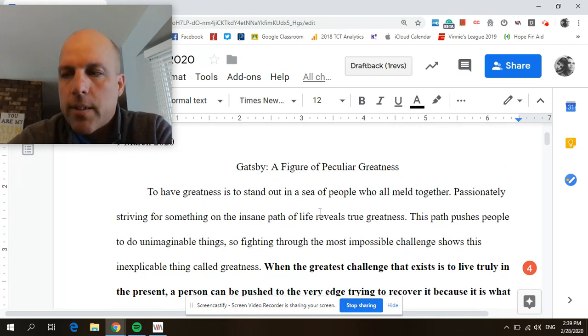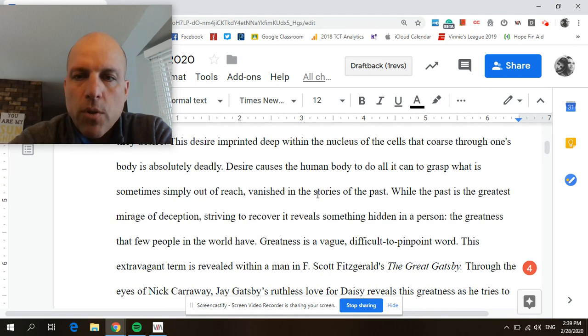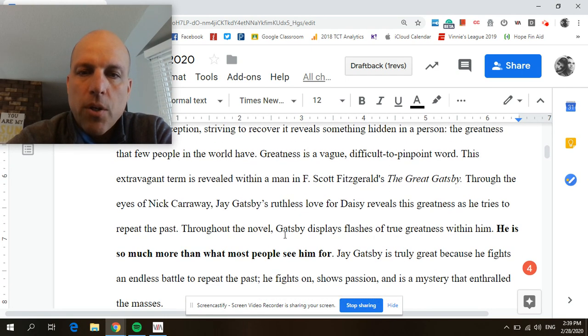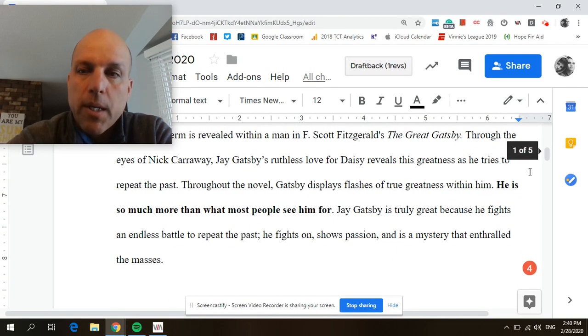First is, what is literary present? So literary present means anytime you talk about a novel, you talk about it in the present tense because it's still continuing, it's still happening. So right here you can see it says Gatsby displays flashes of true greatness within him, not Gatsby displayed flashes of true greatness within him. He is, you can see, so much more than what most people see him for, not was.